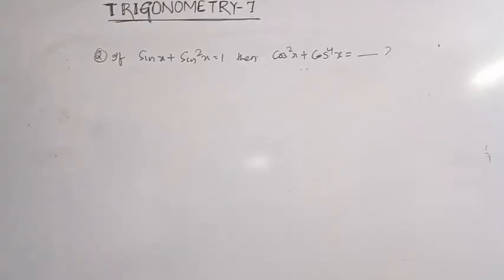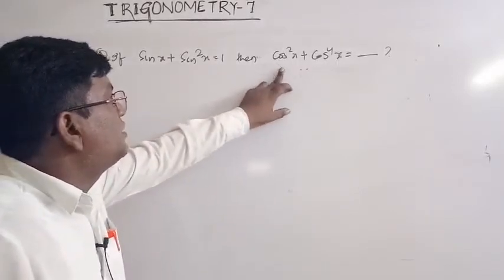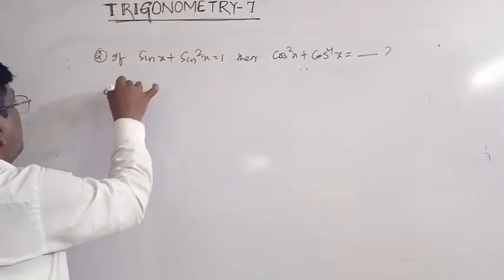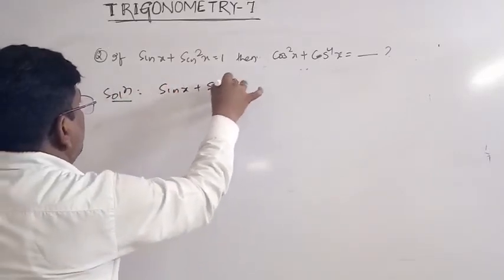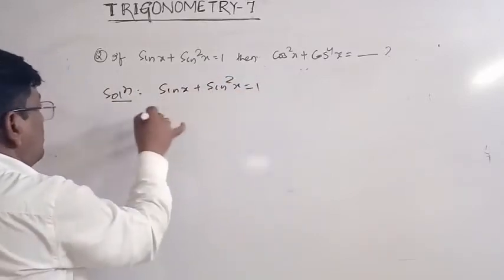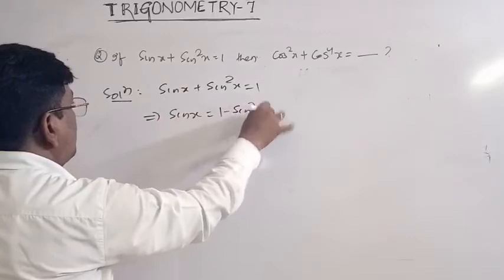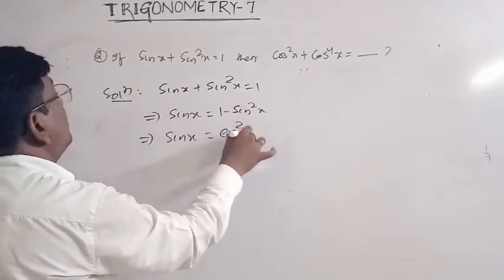Now if sin x plus sin square x is equal to 1, then what is the value of cos square x plus cos 4th x? Solution: sin x plus sin square x is equal to 1, that implies sin x is equal to 1 minus sin square x. So sin x is equal to cos square x.